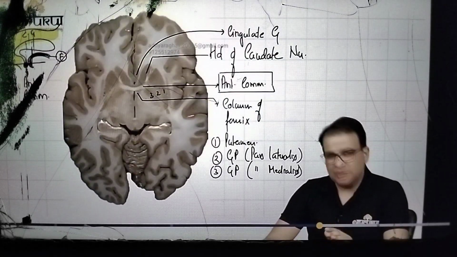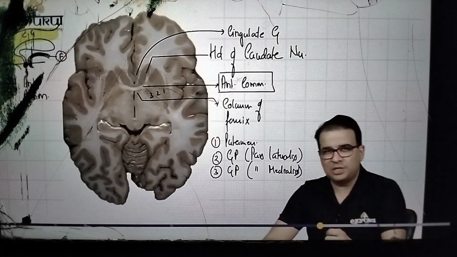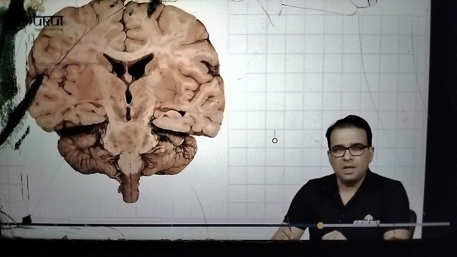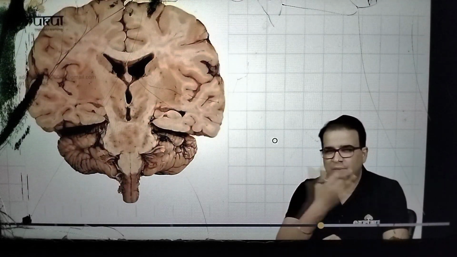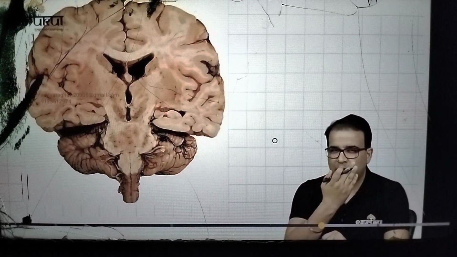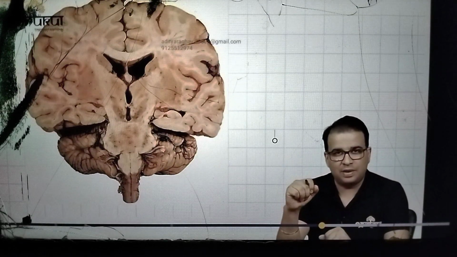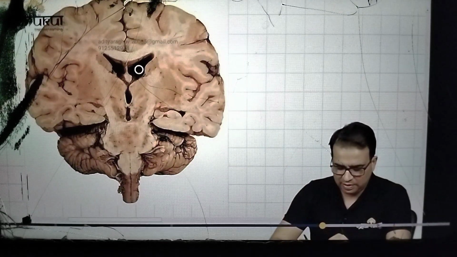Now from the transverse section, let's move on to the coronal section, and in that coronal section we'll also be covering the lateral ventricle. So guys, here you're looking at a very nice high definition image of the coronal section of the cerebrum, and this section is going through the body of the lateral ventricle. So it's not the anterior or posterior horn. This time you're looking at the body part.